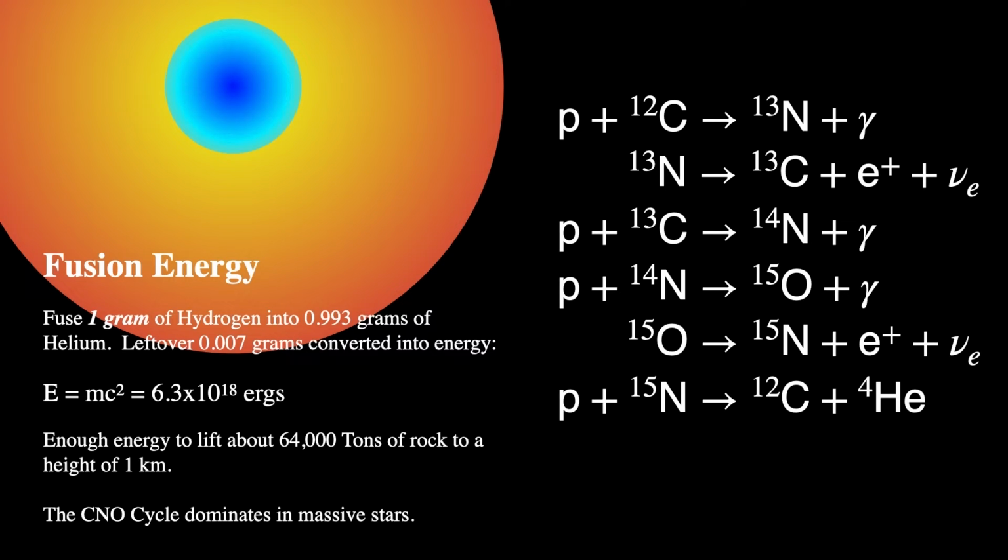Just to do this one interaction, that was enough energy to lift about 64,000 tons of rock up to a height of a kilometer. So basically, just fusing 1 gram of hydrogen into helium is enough energy to take a building and throw it into the air about a mile. That's what fusion energy gives you. So if someday we can figure out how to do this safely and efficiently, we could replace pretty much all of our energy needs with fusion, which would be pretty cool.